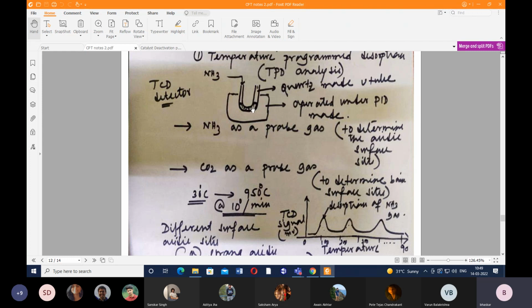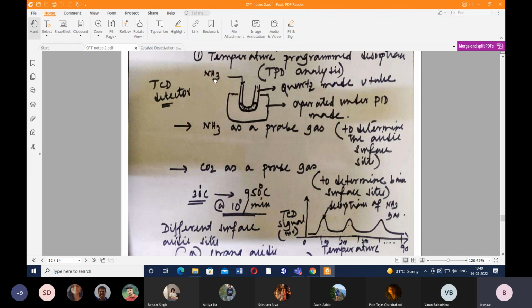Purged inside this quartz cell means this ammonia was brought in contact with these catalyst particles. These are all in powder form. Sometimes we can make powders into pellets, and these pellets can also be incorporated inside this U-tube. However, once the reaction is over, it is very tedious to take out the pellet material. So that's why generally people use powder material, and we block the two ends with quartz wool.